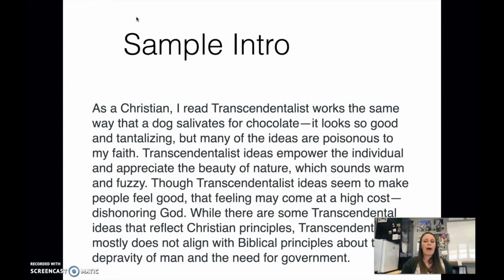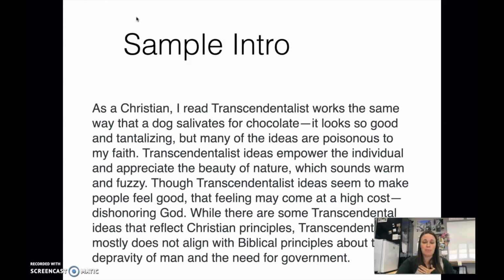Transcendentalist ideas empower the individual and appreciate the beauty of nature, which sounds warm and fuzzy. Though transcendentalist ideas seem to make people feel good, that feeling may come at a high cost, dishonoring God. Notice I'm starting to transition and focus into my thesis, which is what I end with. While there are some transcendental ideas that reflect Christian principles, transcendentalism mostly does not align with biblical principles about the depravity of man and the need for government.